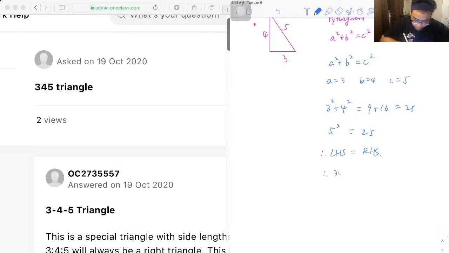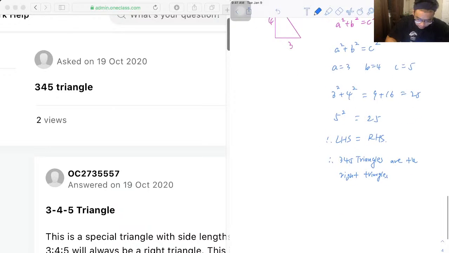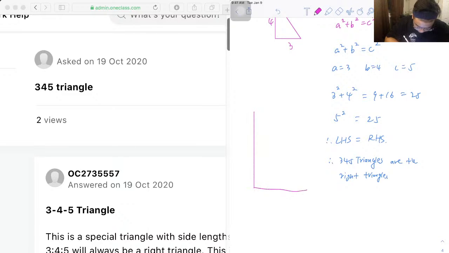Okay, so 3, 4, 5 triangles are right triangles. And generally, triangles with sides 3x, 4x, and 5x are right triangles. And so let's say we have another example.